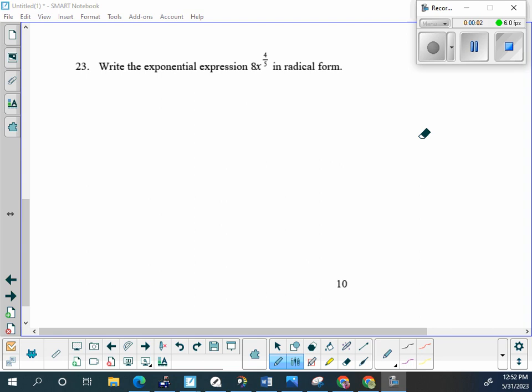Okay, this is question number 23. We're going to put this expression in radical form. So 8x to the 4/5, the root is on the bottom. It's only talking about the x, so the x has the root of 5, and it's to the 4th power. Okay, so that's the answer to that one.